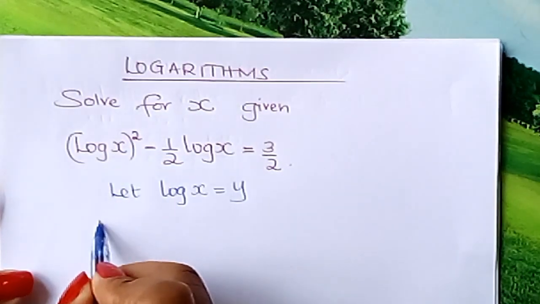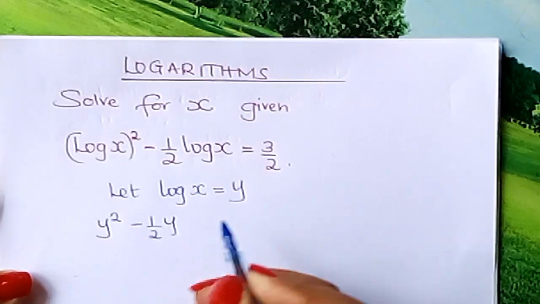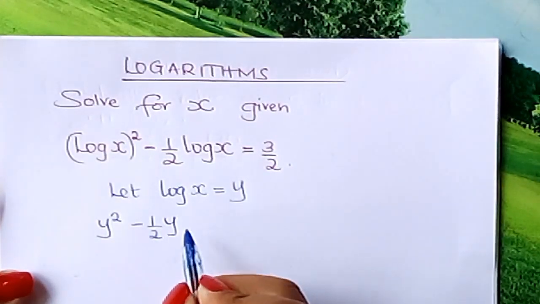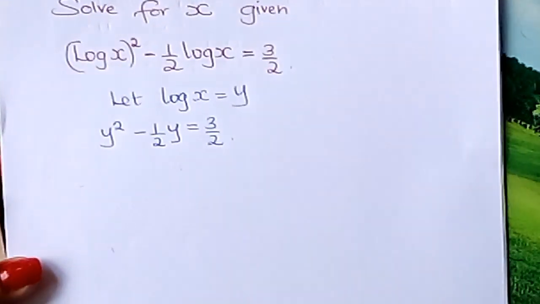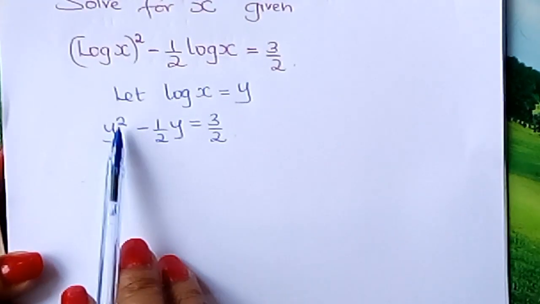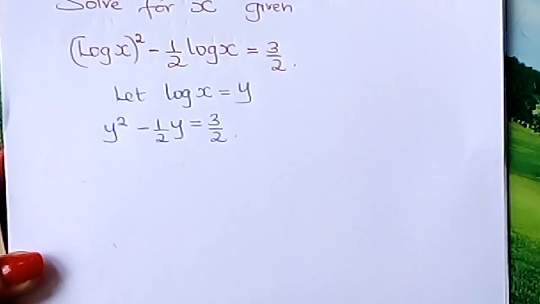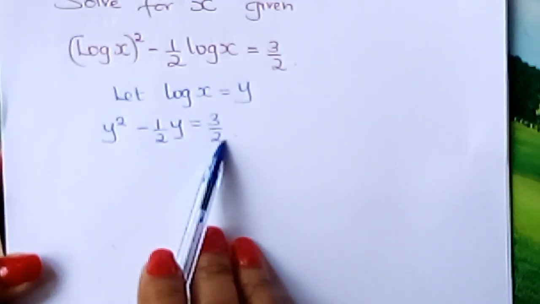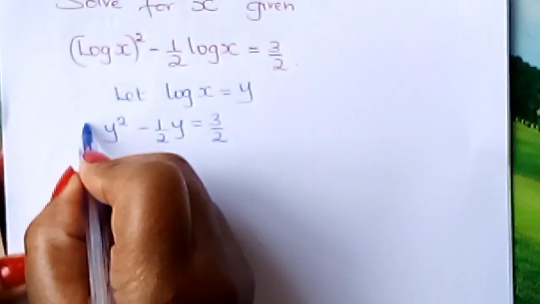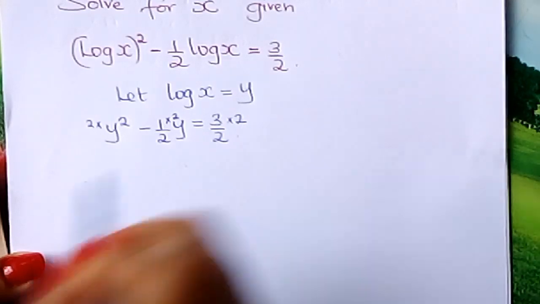And so you write y squared minus a half y is equal to 3 over 2. From there, learner, this is quadratic. You have y squared, you have y, and you have a constant on the other side. This is a quadratic equation. So remove these denominators by multiplying everywhere with the LCM. Multiply here by 2, here by 2, and here by 2, learner.